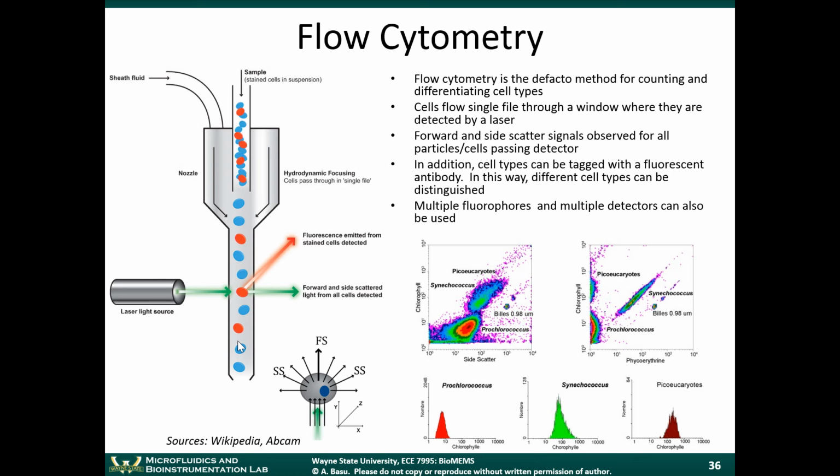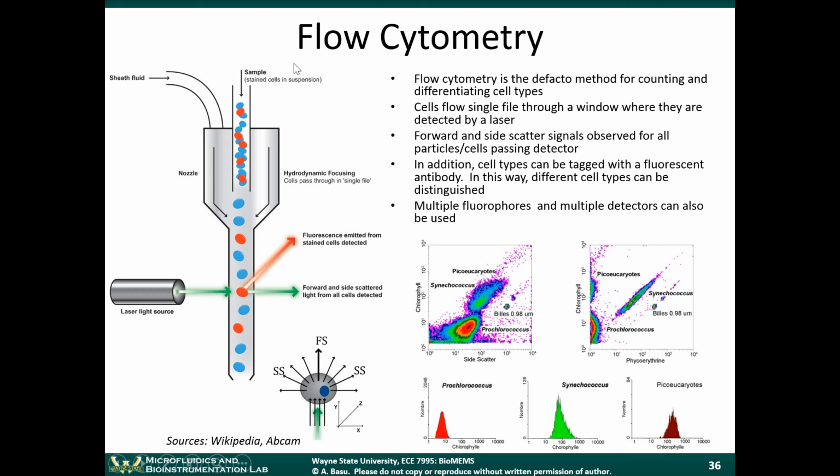So this technology or this concept has been around for a long time. The field is called flow cytometry. It's a method for counting and differentiating different cell types, and the idea is that cells will flow single file through a window where they are detected by a laser. All right, so imagine that you have a sample, and that sample contains cells in suspension.